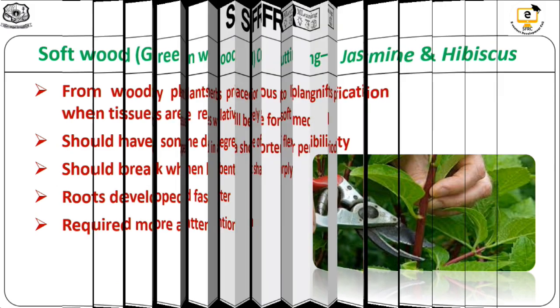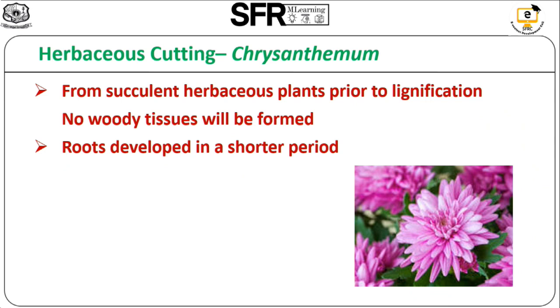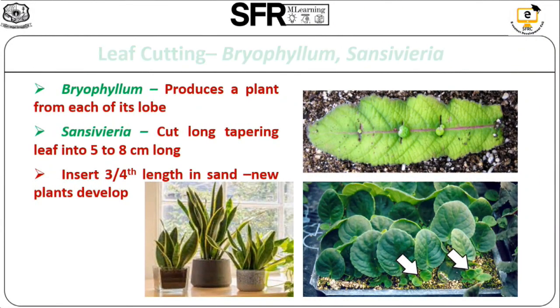Okay. Now we come to the herbaceous cutting. So it is the chrysanthemum. This is from succulent herbaceous plants, prior to lignification, so here no woody tissues will be formed. But in softwood cutting, some type of wood will be formed in the matured plant. Here the stem will never be woody. So the roots will develop in a very short period. Okay. Now we come to the leaf cutting.